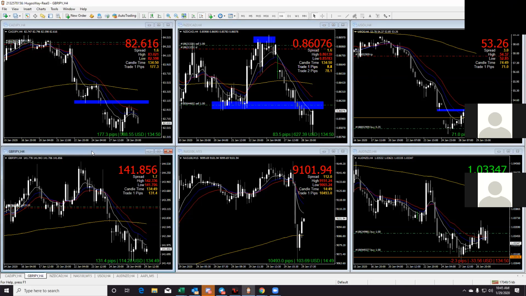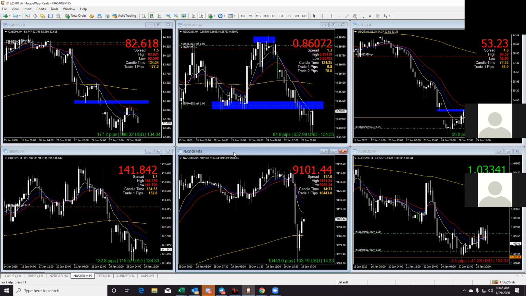GBP JPY, bottom left down here. I have an entry right here about the 143 area. As you can see, I'm way far from there. And JPY strong, so she continues to go down. I'm going to hold on that.